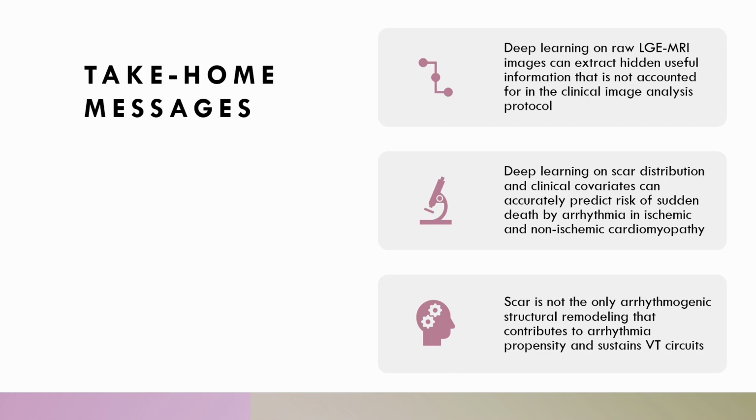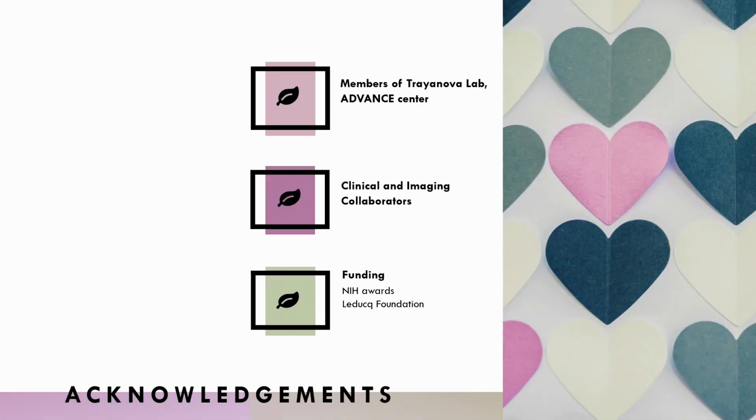So take-home messages: I believe that deep learning on raw images will be very important in managing arrhythmias, both predicting risk of sudden cardiac death, and we are going to use that in combination with simulations for predicting ablation targets. But scar is not the only arrhythmogenic substrate, and we should account for that. So this is my talk.